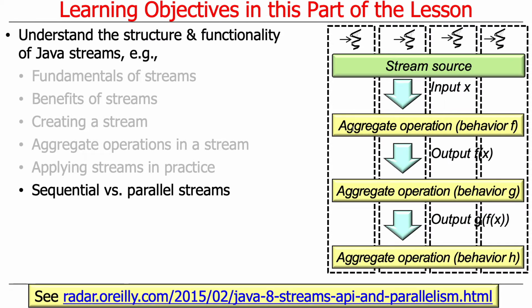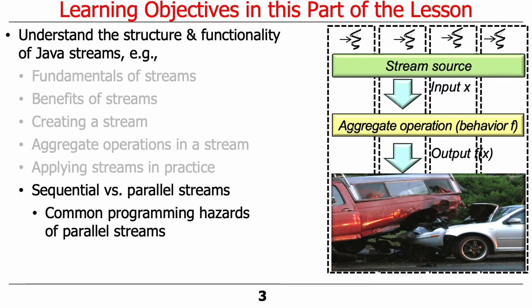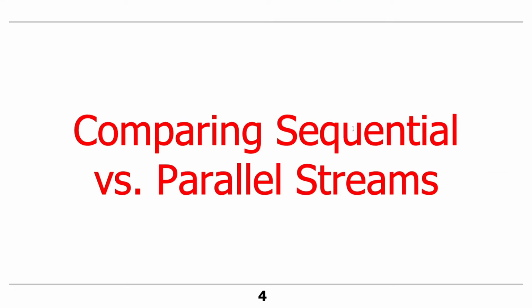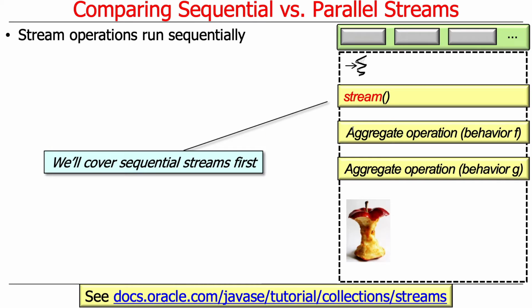So there are two basic types of streams. There are sequential streams, which is what you get by default, and then there are parallel streams, which you get if you say parallelStream or .parallel. And we're going to talk in this lesson about what parallel streams are briefly, and then we'll also talk about some of the common programming hazards that can arise when you start using parallel streams and you don't keep in mind certain things, like you really need to make your operations stateless. Very important. Or your behavior stateless.